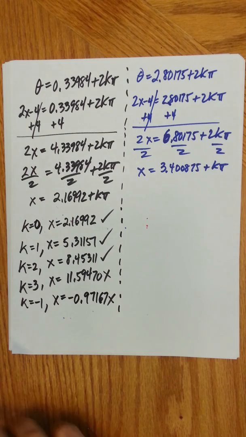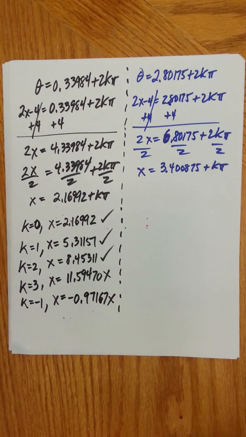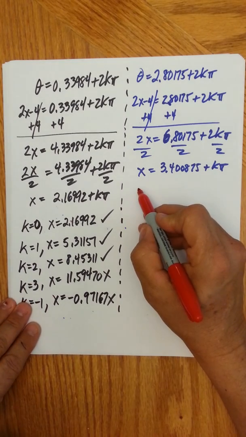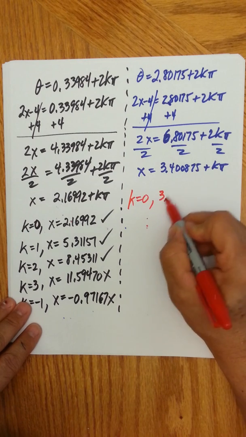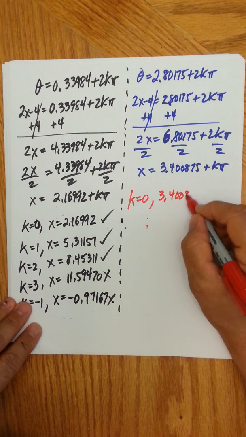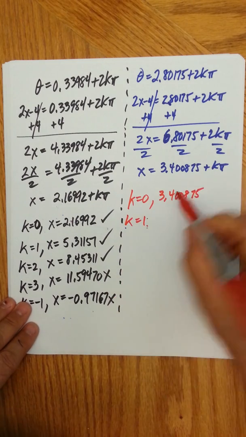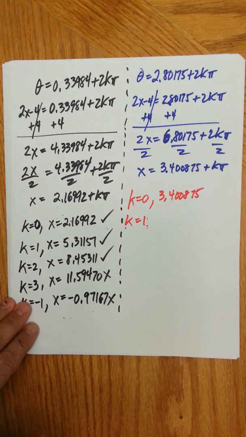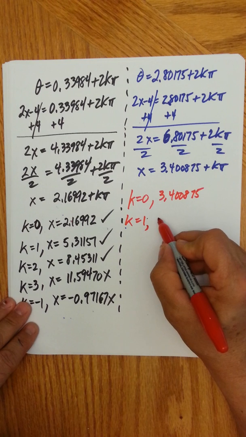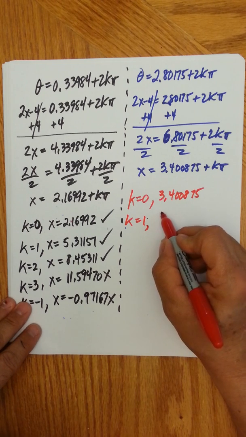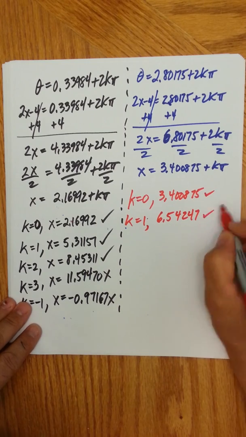We do the same thing over here. I think I'll make these in red, so we're going to show it in color on the graph. So here we're going to do the same thing when k equals 0. I just get 3.400875. And then when k equals 1, you'll get 6.54247. So this is good, this is good.